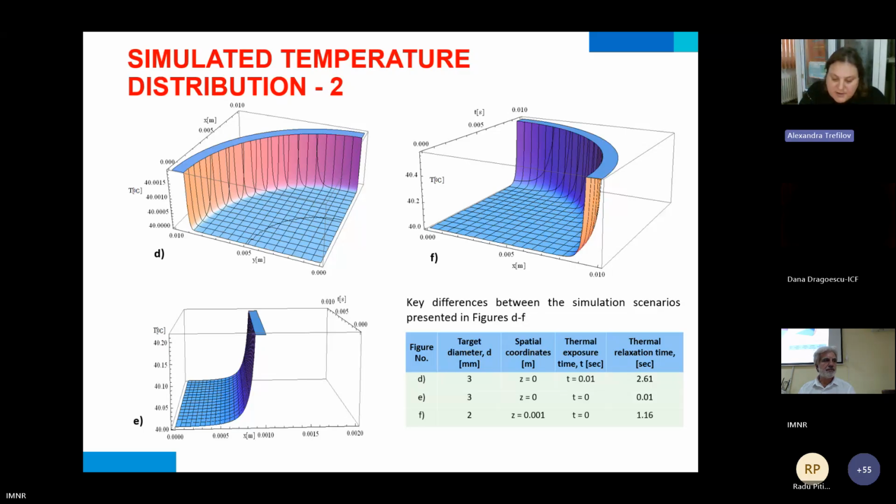The smooth gradient along both the X and Y axes suggests that the heat dissipates gradually, helping to avoid excessive thermal stress in surrounding tissue. Figure E shows a simulation using a short thermal relaxation time of 0.01 seconds, much shorter than all the thermal relaxation times used in all the other simulations.